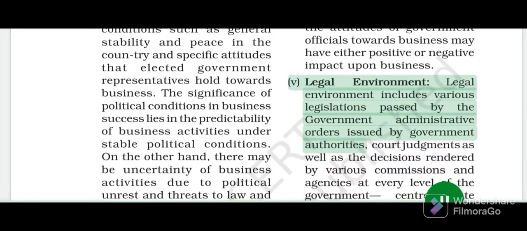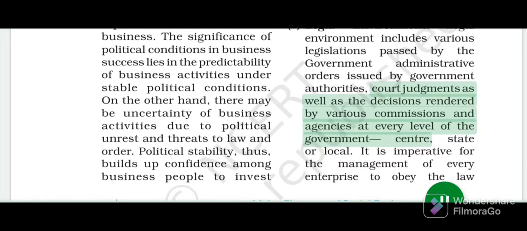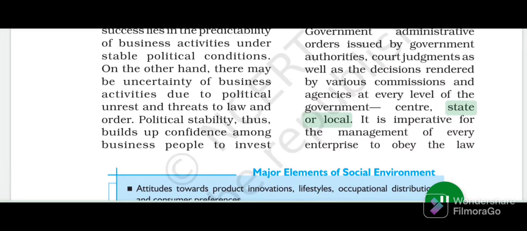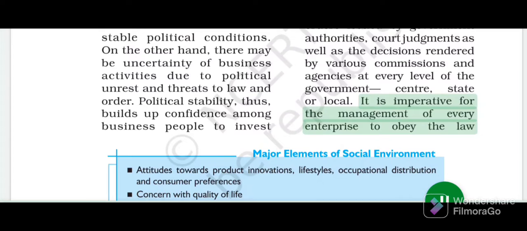Legal environment. Legal environment includes various legislations passed by the government, administrative orders issued by government authorities, court judgments as well as the decisions rendered by various commissions and agencies at every level of the government, center, state or local. It is imperative for the management of every enterprise to obey the law.